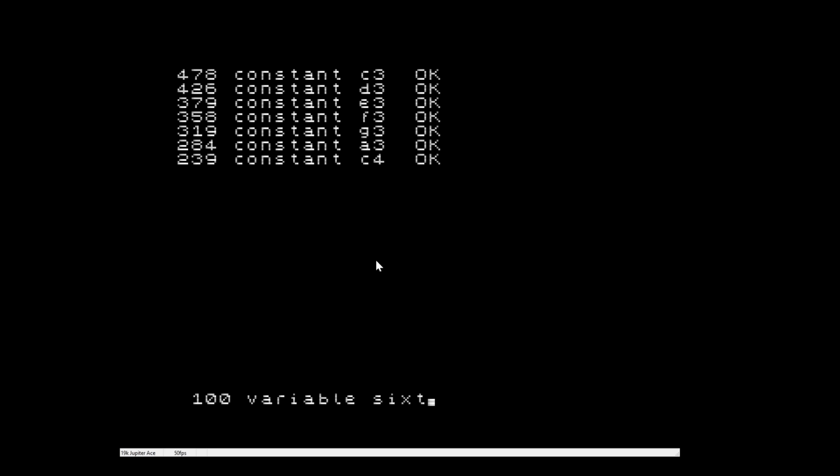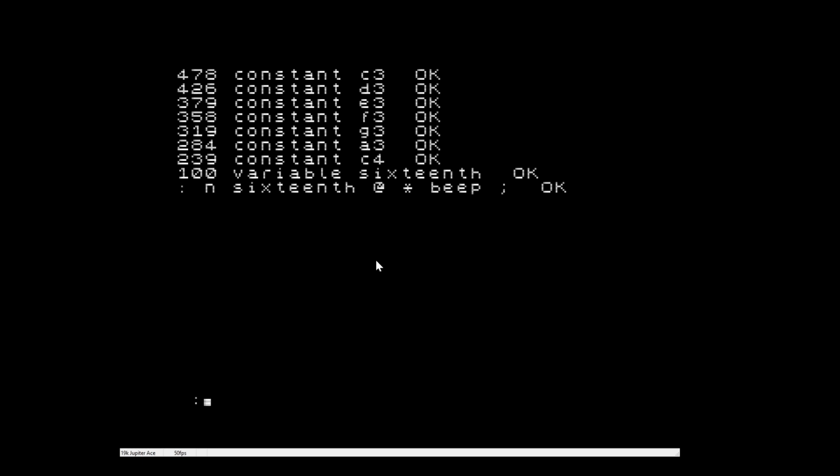Next, we're going to set up the length of time for a 16th note stored in a variable. And we're going to set up a function that actually plays a note of that value. So 16th and then at retrieves that, and then you multiply that times whatever the top of the stack is. That's the length of time. And then beep gets the note value and then the length of time that you want to actually play.